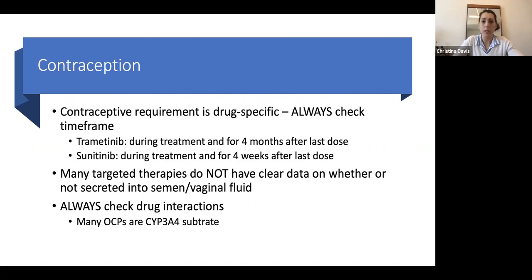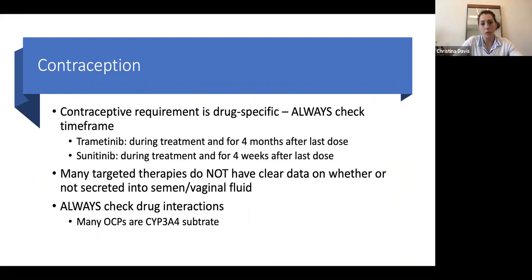So always check. Many targeted therapies do not have clear data on whether or not they are secreted into semen or vaginal fluids. So we know that chemotherapy can be secreted into bodily fluids. We don't know as much about targeted therapies. And so really the guidance should, in my opinion, err on the side of caution, but we really just don't know. And then always, always, always check drug interactions.